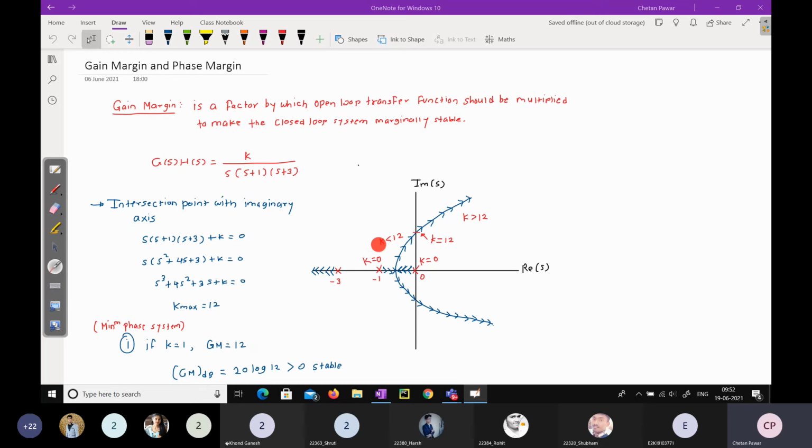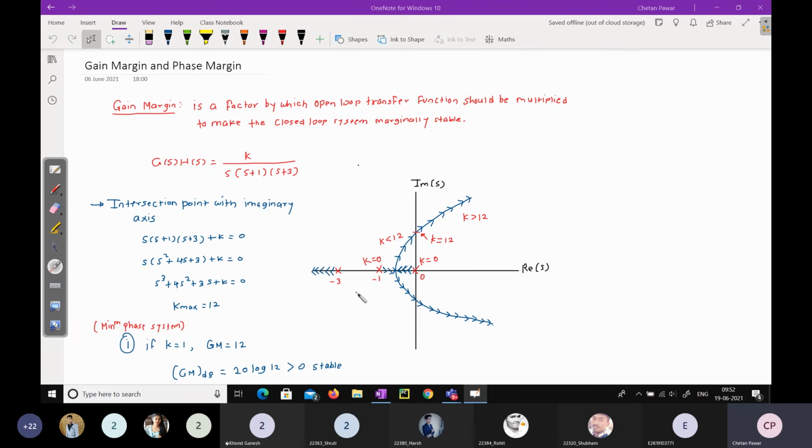For k less than 12, the system is absolutely stable because the poles will be in the left hand side of the S-plane. And when you increase the value of k greater than 12, the poles will shift into the right hand side of the S-plane. If poles are shifting into the right hand side, what will happen? The system will become unstable. Right? So we got the values of k.